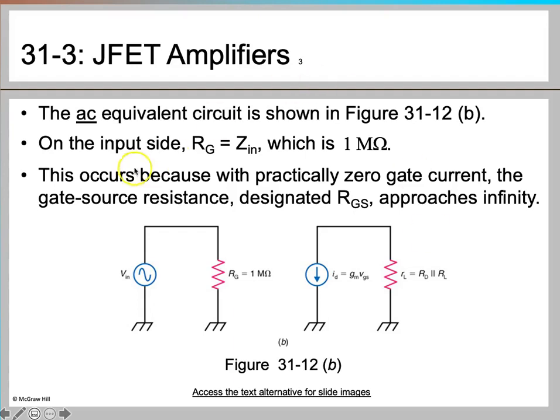Okay, so on the input side, RG will be equal to your input impedance, which is very high, around 1 megaohm. This occurs because with practically zero gate current, the gate-source resistance, designated RGS, approaches infinity.